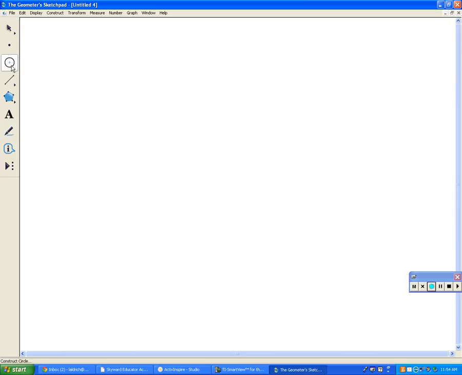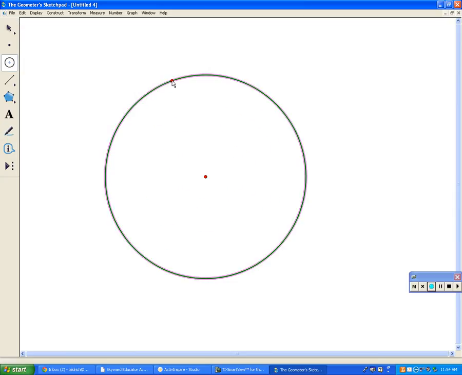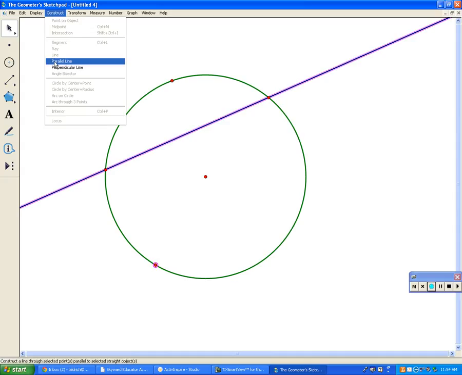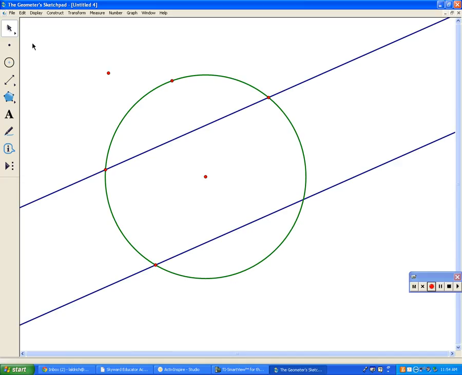So now what we're going to do is start with a circle again, and we are going to make a couple of parallel lines, all right? So I'm going to start with, I guess, a line. Okay, so there is my line. Now I need to make a line parallel to that. So there is my parallel line. Okay, so now what we're trying to figure out is what's true about the measure of this arc right here, and the measure of this arc right here.